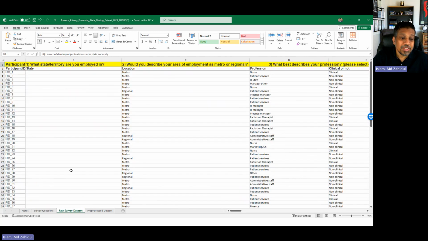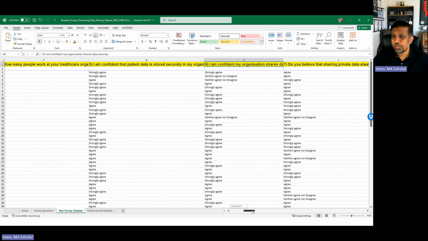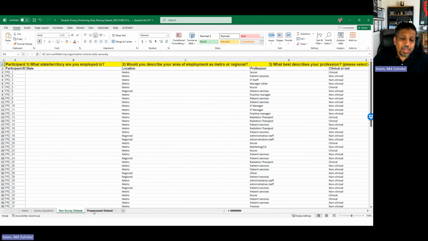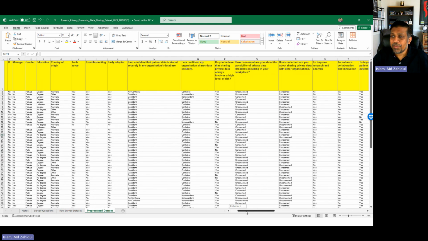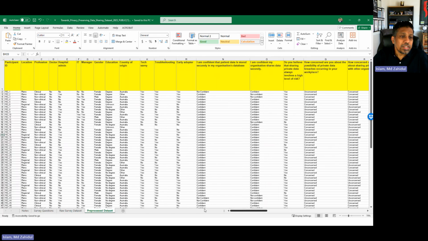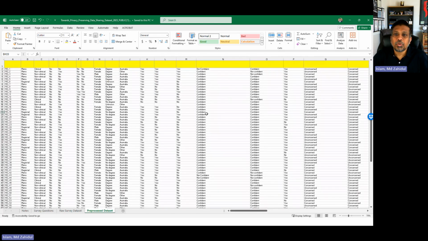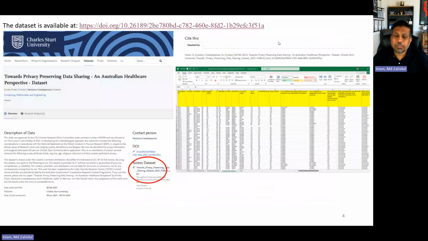Now you can also see in the next tab the responses, the raw survey dataset, like responses to those questions that I showed before. So you can get access. And then we have a processed dataset as well. We just processed that slightly, and then you can have access to the dataset. So this dataset is freely available, and you can run your data analysis on top of it.